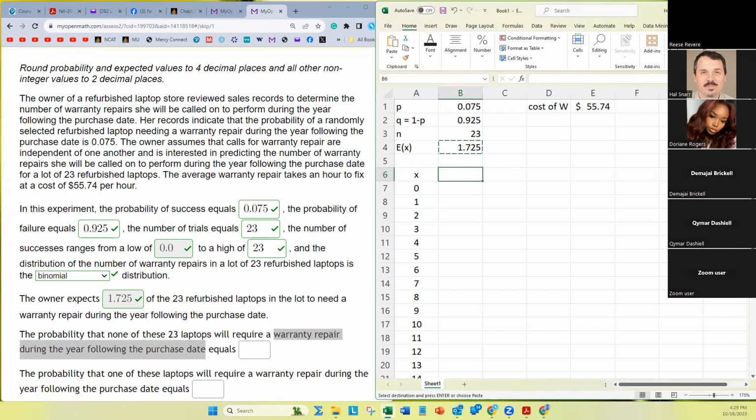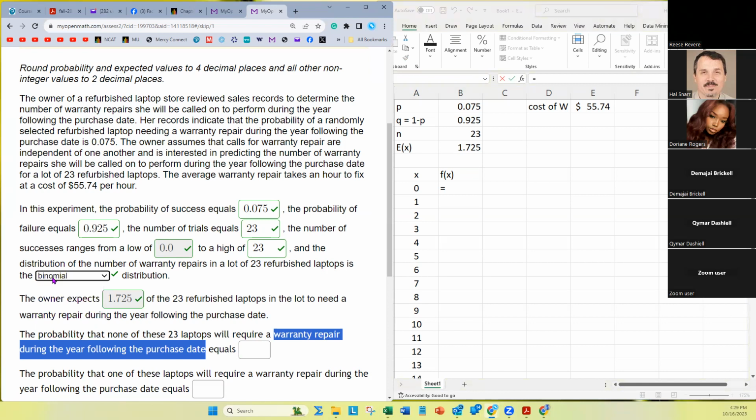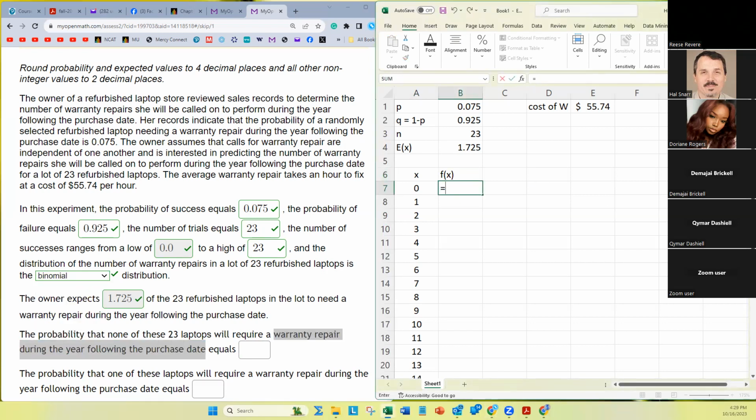We represent the probability with F of X in parentheses. F is the probability distribution function. Some books use P of X. I generally use F, because I call it a probability density function, F for function, right? And our function is what? What was the name of the distribution? Binomial. The binomial.